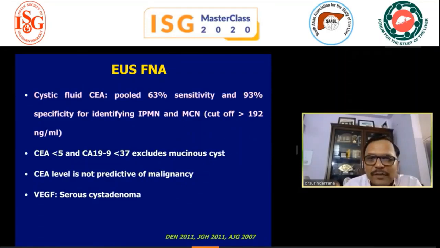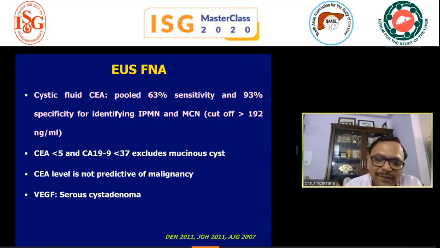The pooled sensitivity is about 63% and specificity is 93% when we take a cutoff of 192 nanogram per ml for CEA. So it is very helpful in differentiating mucinous versus non-mucinous. And CEA less than 5, CA 19.9 less than 37 excludes a mucinous cyst. So it will give you a little added confidence. And importantly, CEA level is not predictive of malignancy. Like CEA is 10,000, it doesn't mean that it's a malignant mucinous cyst.